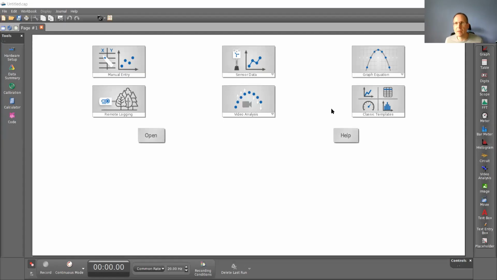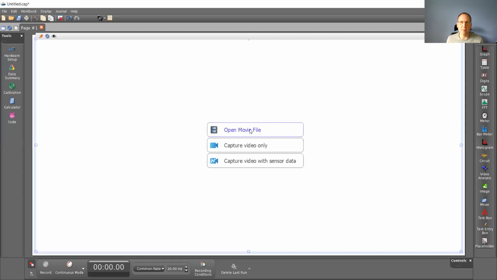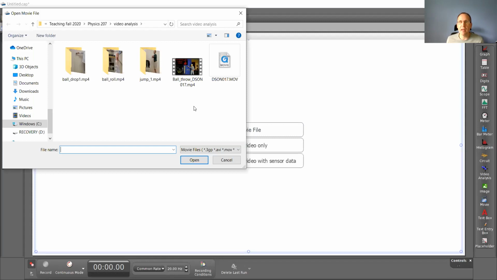Okay, so to analyze the movies, what you want to do is go into Pasco Capstone and then just double click on video analysis, go to open movie file, and then choose the movie that you want to analyze. Now, the ball drop and the vertical jump will be posted on Brightspace. You can download those MP4s onto your computer, and then you can analyze them. You might have to unzip them. It depends. I think if you have a Mac, it'll do it for you. I think if you have a PC, you have to extract them or unzip them. Okay, but you can figure that out.